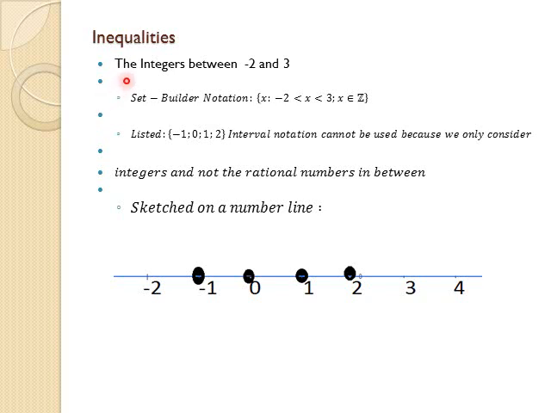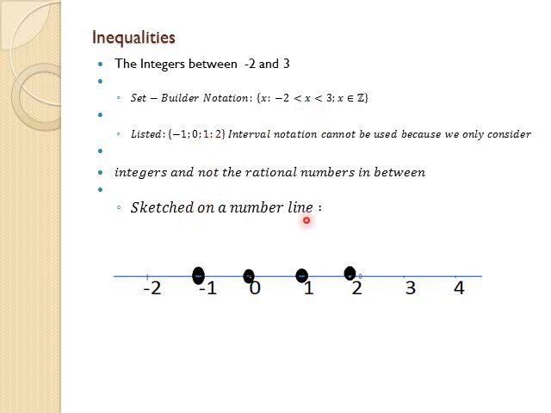Alright, next problem, the integers between -2 and 3. Once I say between, I'm not including -2 and I'm not including 3. So in set builder notation, braces, x is such that x is greater than -2, but x is less than 3, and x is an element of integers. Again, listed because no decimals are included. Greater than -2 is -1, 0, 1, and less than 3, meaning I'm stopping at 2.